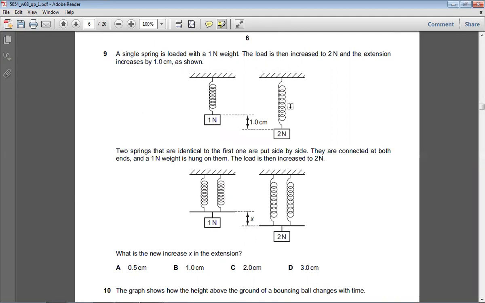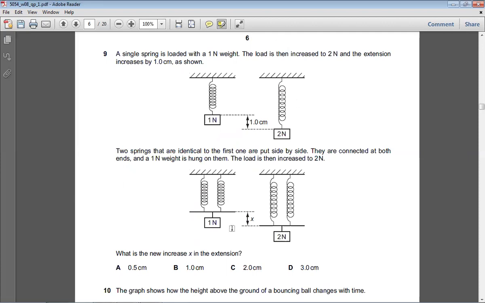Now you see, when there was a single spring, and you increased the load from 1 Newton to 2 Newton, there was an increment of 1 Newton. So when there was an increment of 1 Newton in the load, the extension in the spring was 1 centimeter. Now you have given the same change in the load. From 1 Newton, you have changed it to 2 Newton. The change in the load is the same, but now there is a difference.